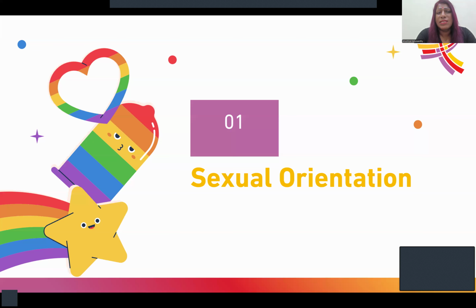So let's begin with sexual orientation. This refers to who we are attracted to. This includes lesbian, gay, bisexual, and heterosexual orientations. Sexual orientation is not about our gender identity, but rather it describes our romantic and sexual attraction to others, whether to the same sex, opposite sex, or both.